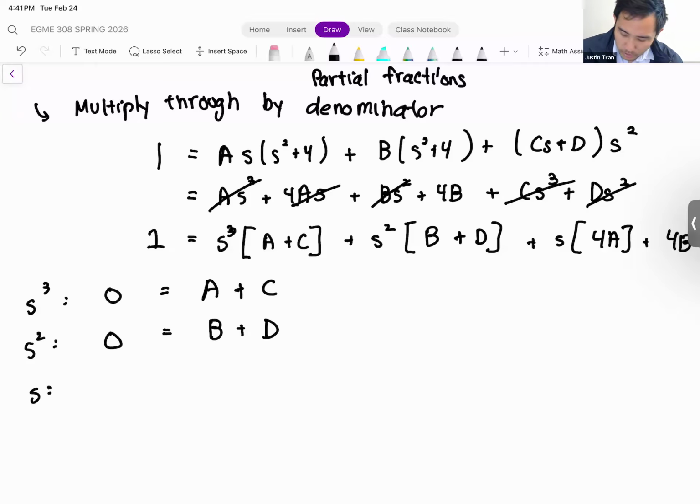For our s term, on the left-hand side we don't have any contribution to s. So the left-hand side is going to be 0, and the right-hand side is going to be equal to 4 times a. And then finally, for our constant term, this is the one term that doesn't have a 0 contribution. So on the left-hand side, we do have a 1. And this is equal to 4b.